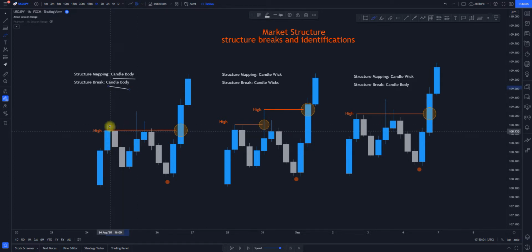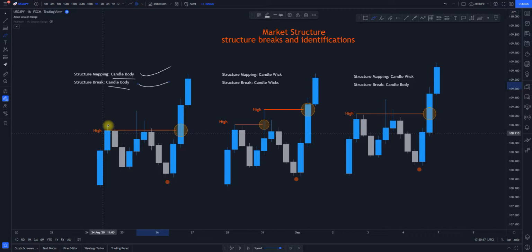Right, so now let's go in-depth. When it comes to the type 1 structure, as I mentioned earlier, we have the structure breaks and then we have the structure mapping. So there are two types in each. Number one is how you put your line to determine the break you want to see on the market structure. In this case, we have candle body mapping and a candle body break of structure.